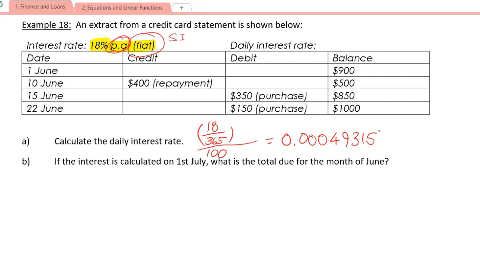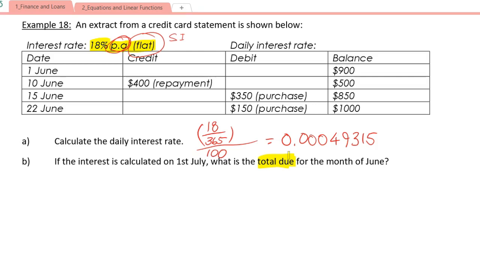Now, if the interest is calculated on the 1st of July, what is the total due? The total due, so we're not just talking about the interest here, but the total amount for the month of June. We're going to need to do 4 interest calculations, then add all of those together and include something else there. We'll see this as we go along.